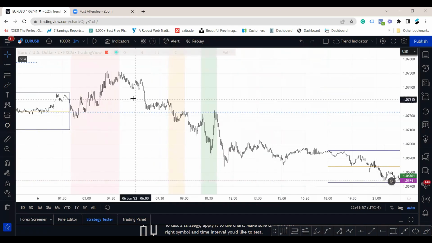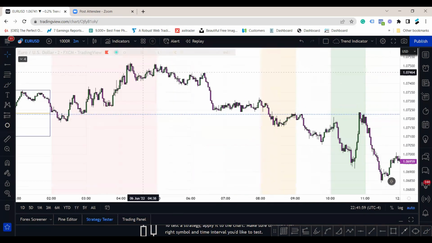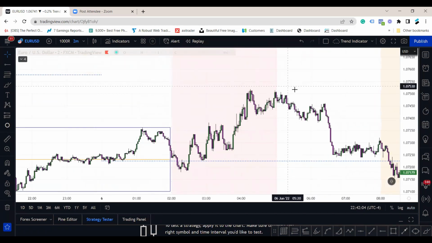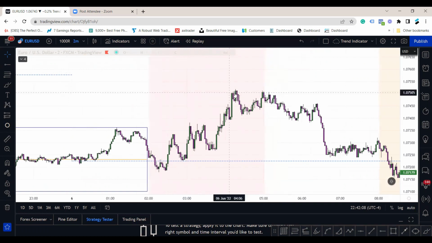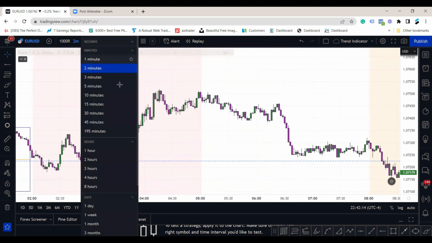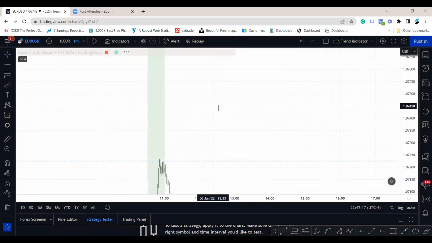this was what happened. This was here. This is what happened. You see this pink zone? This is the area where the London market opens, where I expect some kind of reversal here. Okay. So 1 hour. Sorry, 1 minute.